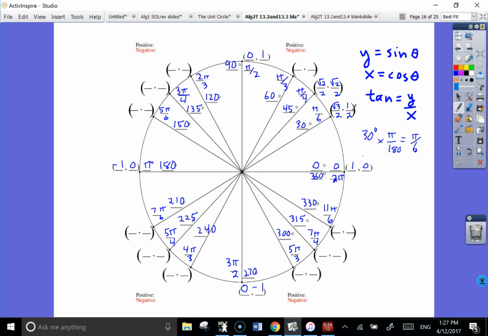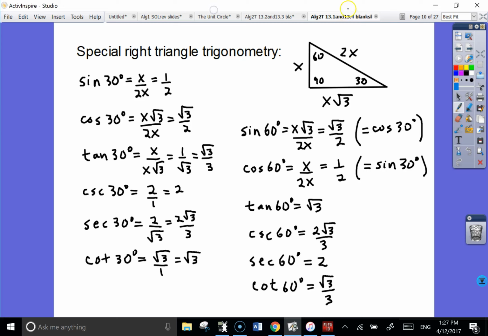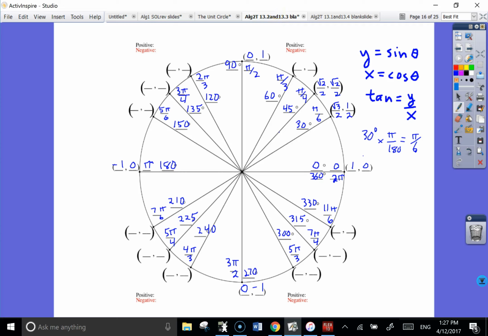Okay, now we need the 60 degrees. Right, 60 degrees was here. And remember, the sine of 60 degrees was the same thing as the cosine of 30 degrees, and the cosine of 60 was the sine of that. So instead of root 3 over 2 comma 1/2, we're going to get 1/2 comma root 3 over 2. They just switched coordinates here. So this is 1/2, root 3 over 2.